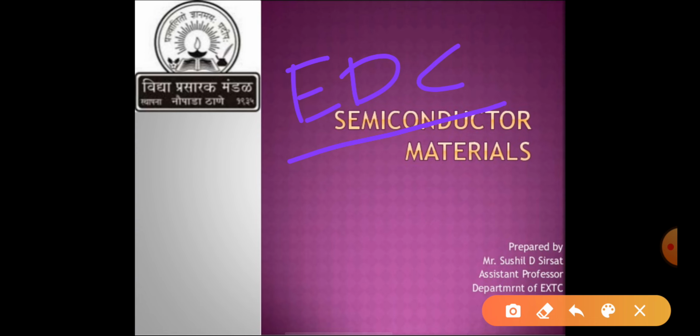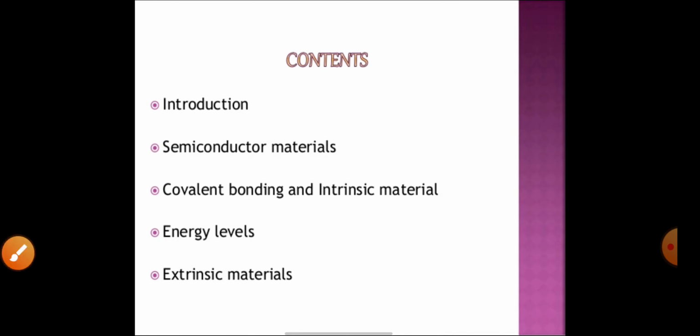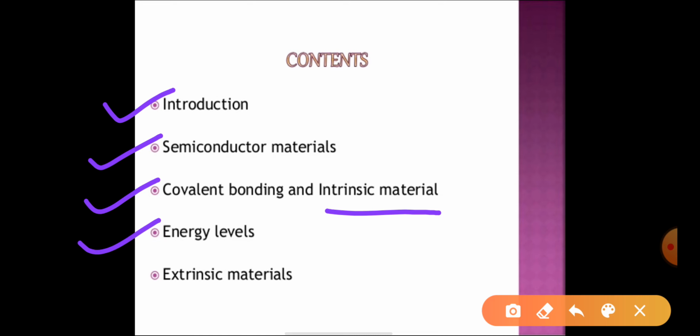From this lecture we will directly start with our syllabus. In this one we will see the semiconductor materials. The contents of the lecture are, first, my introduction, then semiconductor materials, what kind of semiconductor materials there are, then covalent bonding, what exactly is meant by covalent bonding, and intrinsic material. Then we will see energy levels, then extrinsic material. I will see whether one or two lectures are required for this whole topic, so we'll see.